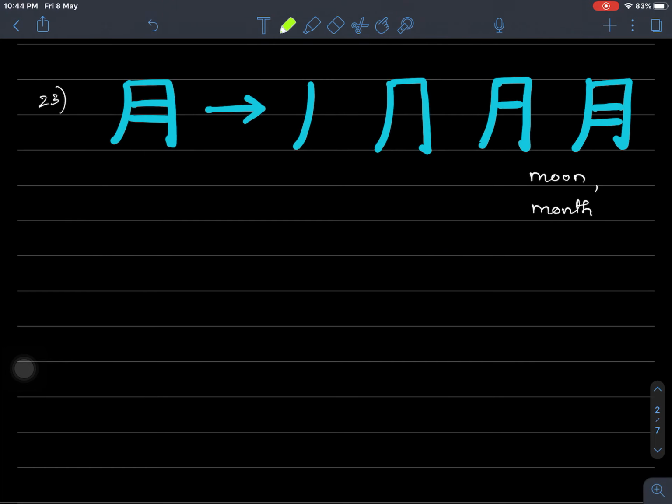So let's have a look at the on and kunyomi. The kunyomi is tsuki and the onyomi is getsu and gatsu. Now let's quickly have a look at some words.